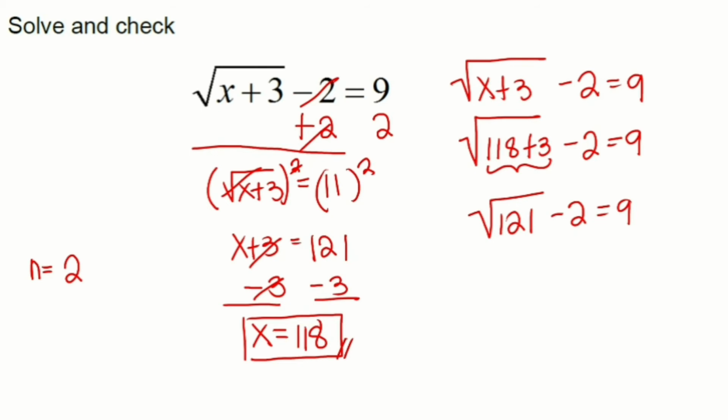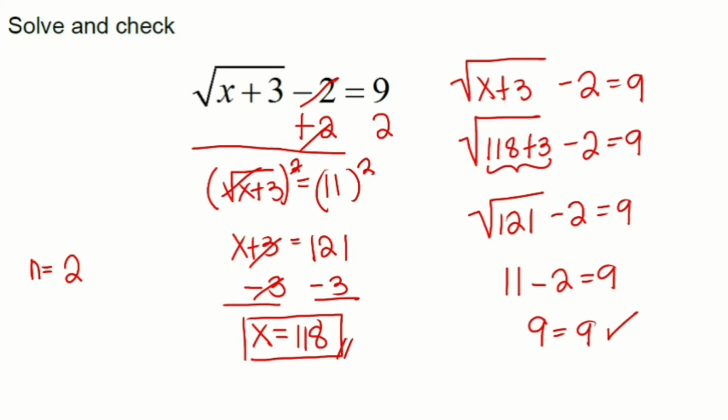Square root of 121, that is 11. Minus 2 is equal to 9. 11 minus 2, that is 9, is equal to 9. So that is correct. Meaning, 118 is the solution in our problem. Okay? Let's have some more examples.